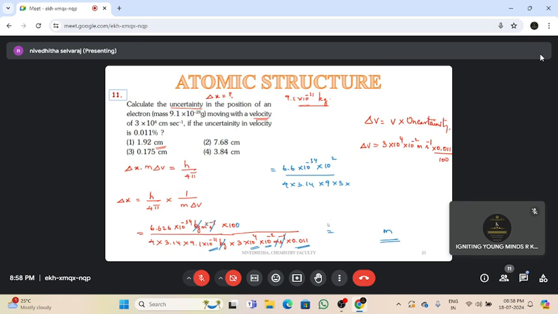In the next class also we'll be solving questions from atomic structure, after which we'll move on to the next chapter. Till now, do you guys have any doubt? In the next class we'll be discussing 20 more questions, after which we'll be moving on to the next chapter. Till now, do you have any doubt?